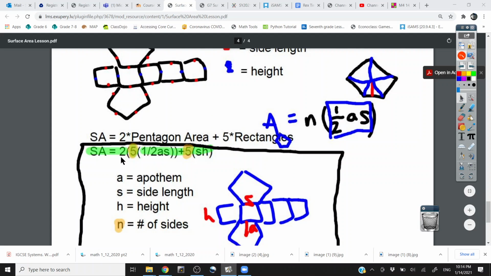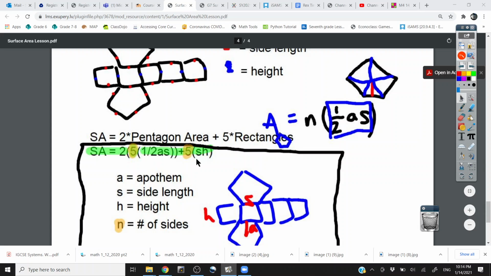So I would have 2 of these pentagons, which look like this. Why did I put there's 5? Oh, because it's the number of sides times 1/2 times the apothem times the side length. So this would be the pentagon area, and then multiply by 2 because there are 2 pentagons, plus 5 of these rectangles, which are just the side length here times the height there.